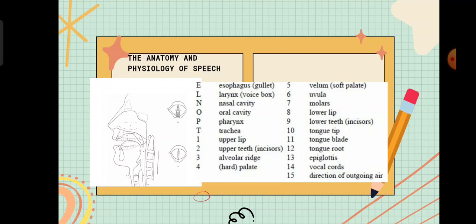So, the anatomy and physiology of speech includes the esophagus, larynx, nasal cavity, oral cavity, pharynx, trachea, upper lip, upper teeth, alveolar ridge, hard palate, velum, uvula, molars, lower lip, lower teeth, tongue blade, tongue root, epiglottis, vocal cords, and direction of outgoing air.